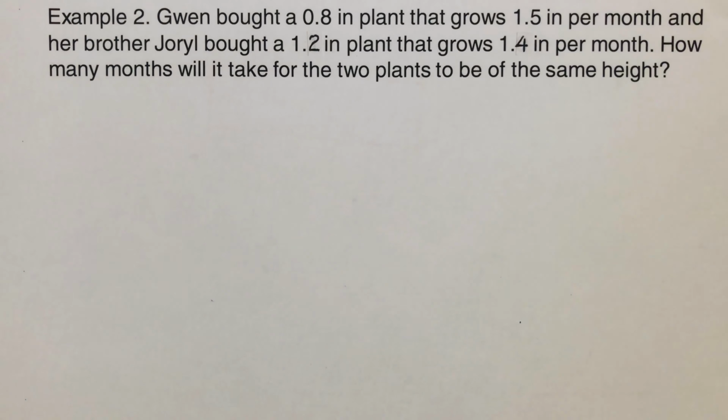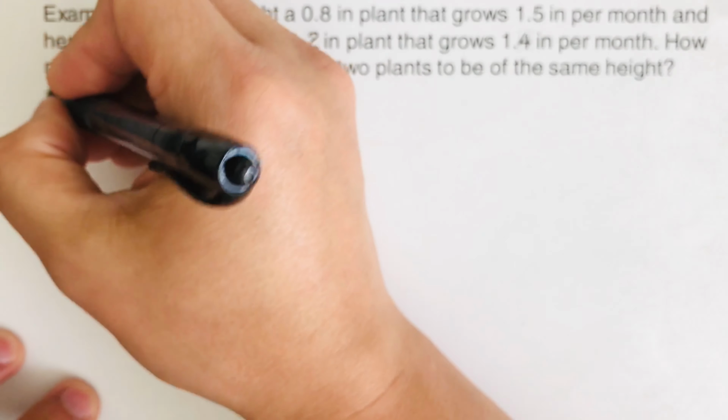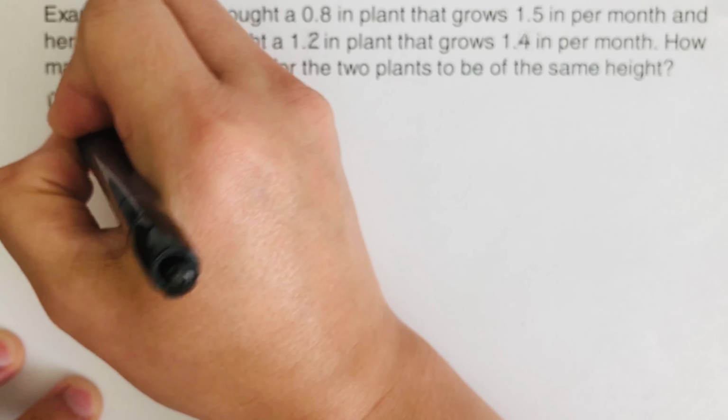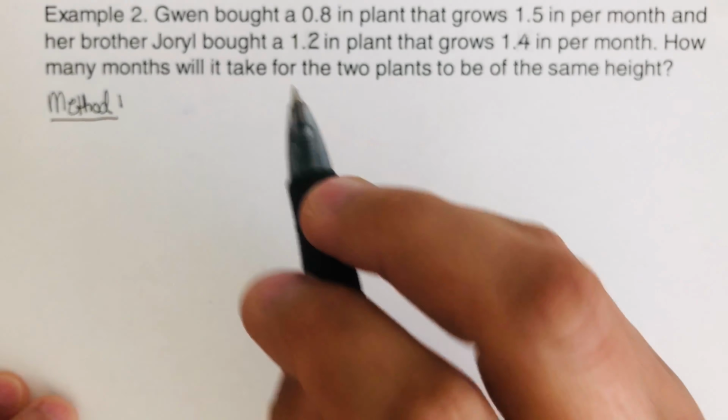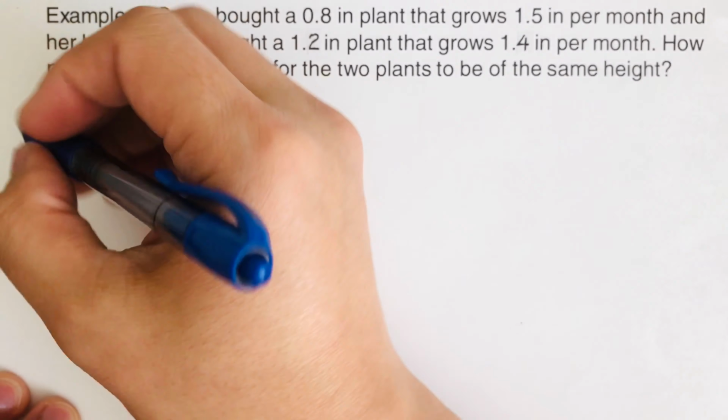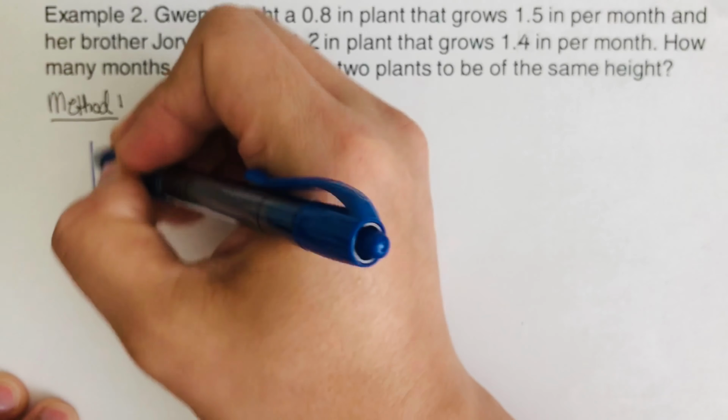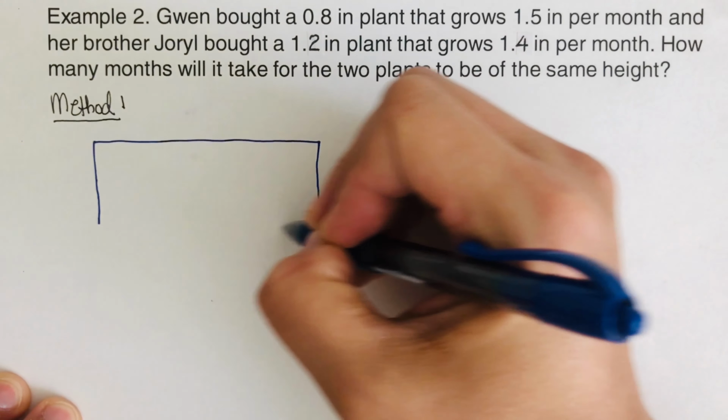Okay, so we go over the problem here. It's pretty much the same thing. Again, we have method 1 here. So I'm going to show the first method on this side. First, we're going to create the table of values. So we're going to start with a table right here.